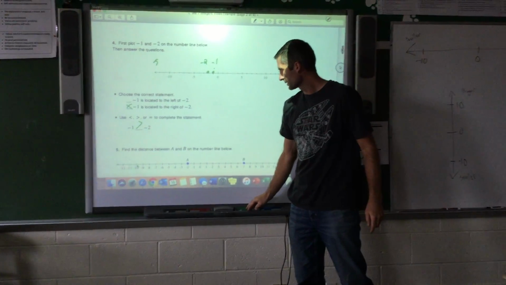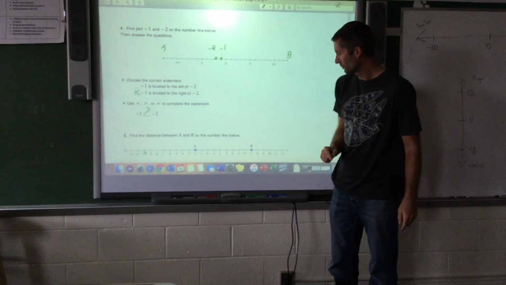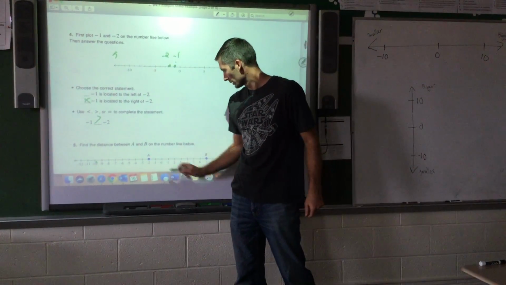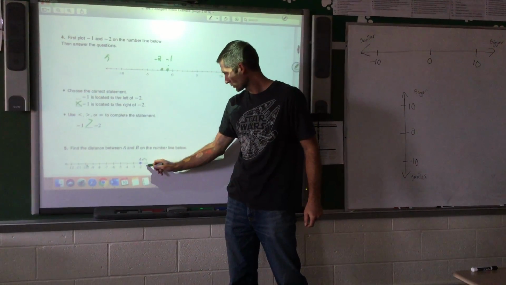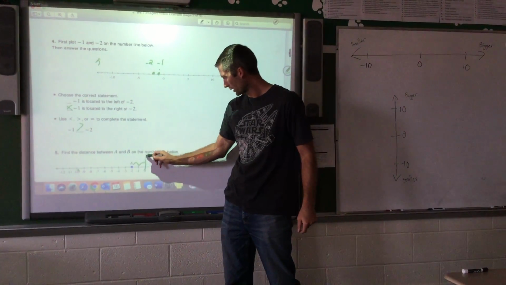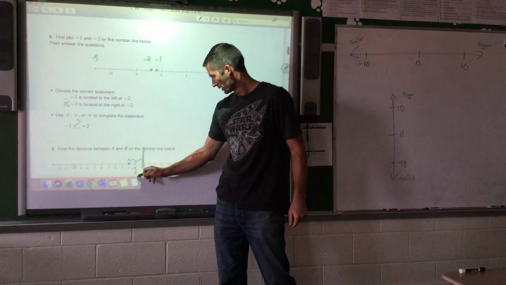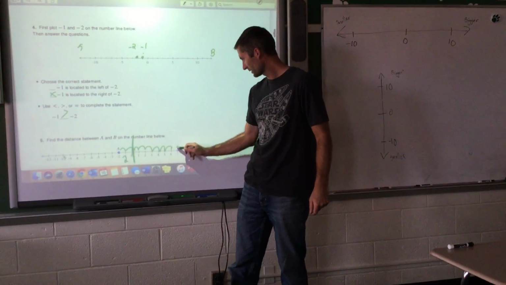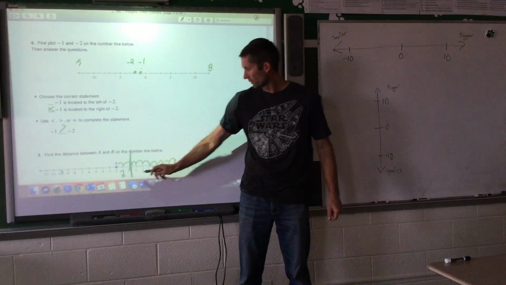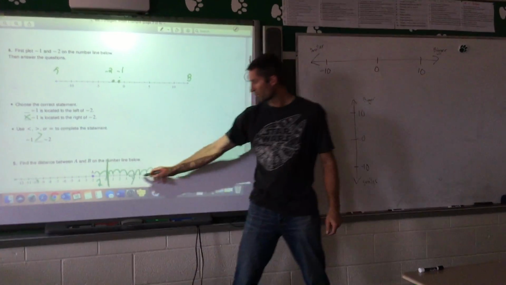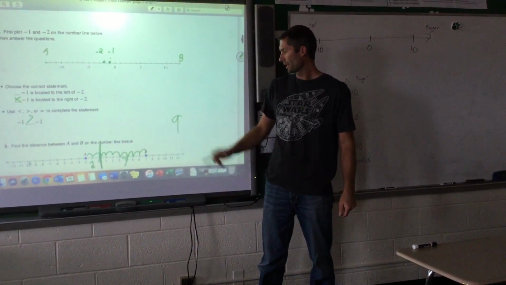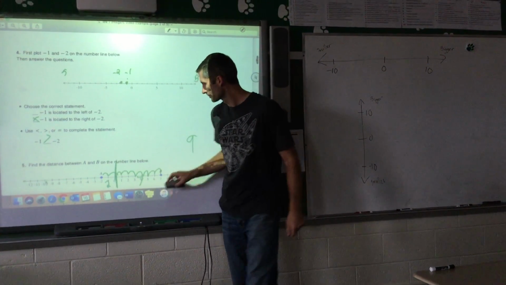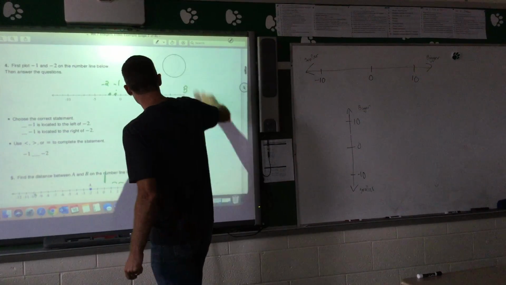Okay, 5. Find the distance between point A and B on the number line below. Remember, count the spaces. Don't count the lines. So there's 1, 2. I've gone 2 spots to get to 0. And now I've gone 1, 2, 3, 4, 5, 6, 7 to get to 7. So 2 plus 7, or if I just count them all at once, 9. -2 and +7 are 9 away from each other. All right, that's 1 through 5.